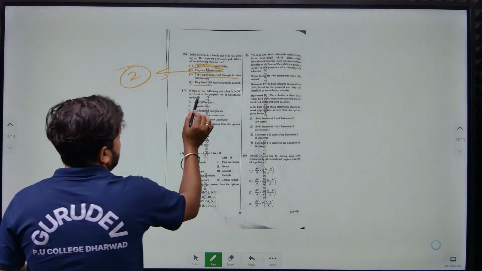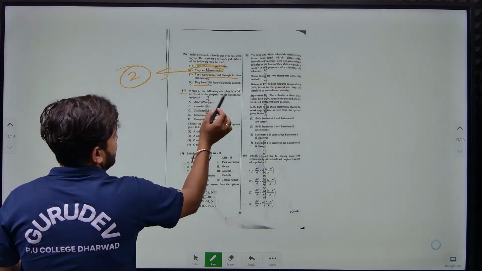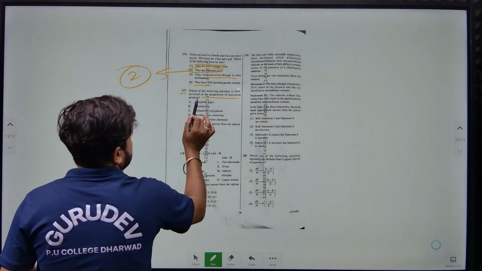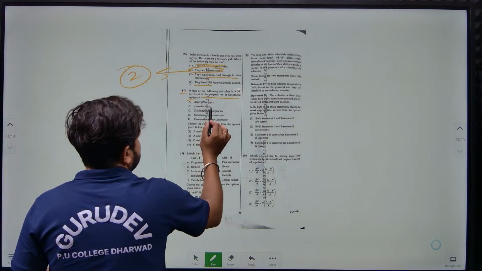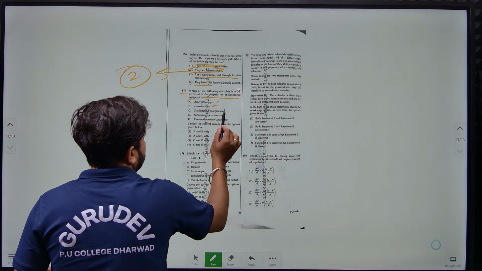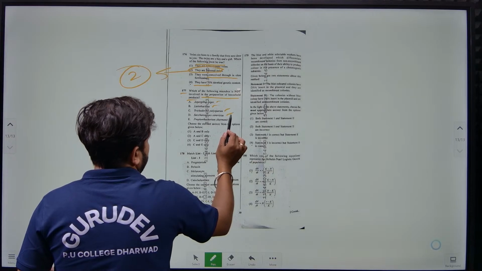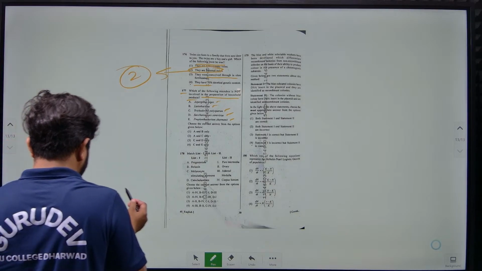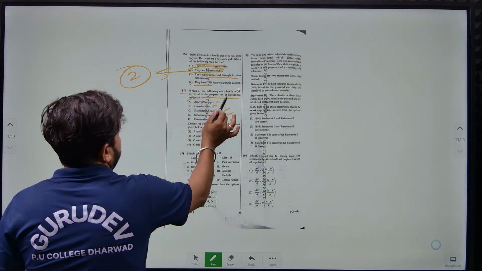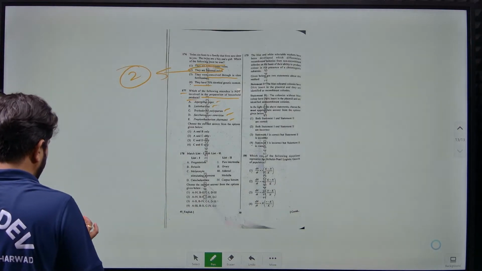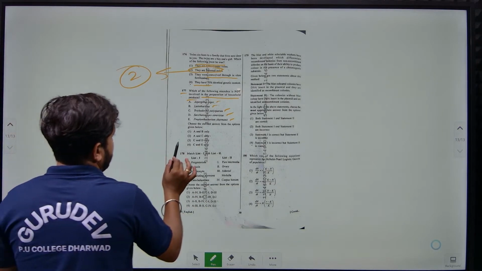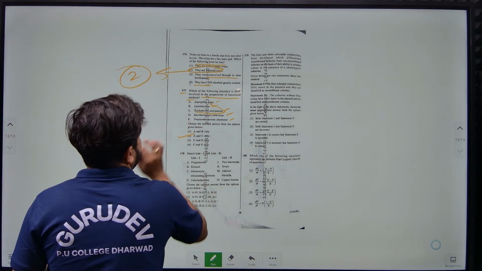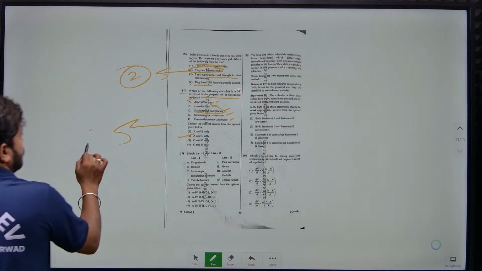Then moving on to the next, the 177th question: which of the following microbes is not involved in the preparation of household products? Lactobacillus is used, or Aspergillus niger, Trichoderma polysporum, Saccharomyces cerevisiae, Propionibacterium shermanii. So according to this, what is not involved in the preparation of household products, they are asking. Majorly A and C, that is Trichoderma polysporum as well as Aspergillus niger. So option 2 is correct.